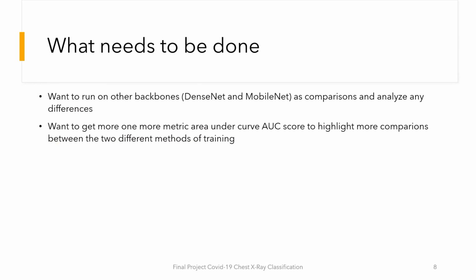And the work that still needs to be done is I want to run this on different backbones to verify that this is going to improve with all of them. And then I also want to analyze any differences I see, as well as I still need to implement getting the AUC scores to highlight the comparisons between these different models and see what they're getting correct and what they are getting incorrect for classifications.